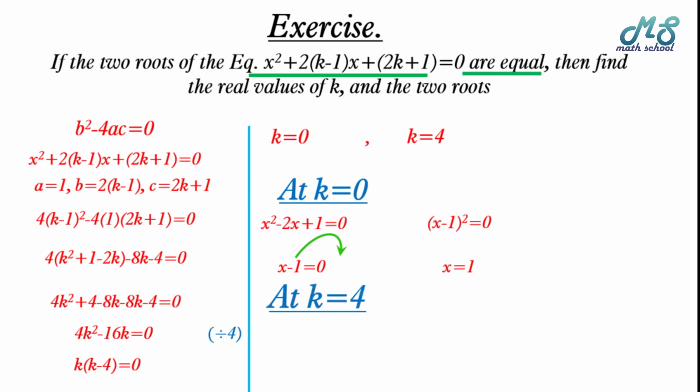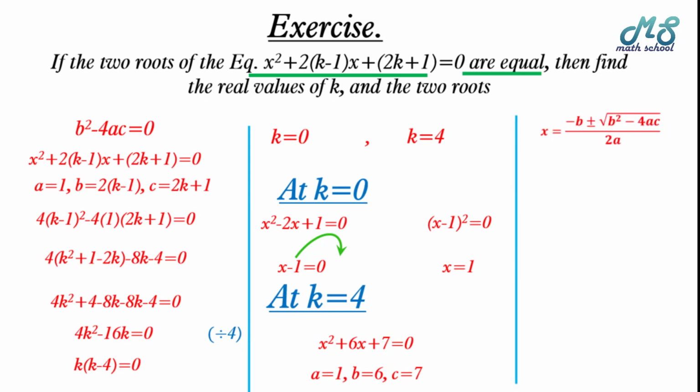Now guys, at k equals 4, the second value. Substitute in the given equation the same way. We get the equation x squared plus 6x plus 7 equals 0. Now guys, we can use the general formula. a equals 1, b equals 6, and c equals 7. The general formula x equals negative b plus or minus root b squared minus 4ac over 2a. Substitute, we get x equals negative 6 plus or minus root 36 minus 28. 4ac means 4 times 1 times 7. It will be 28. Now simplify.